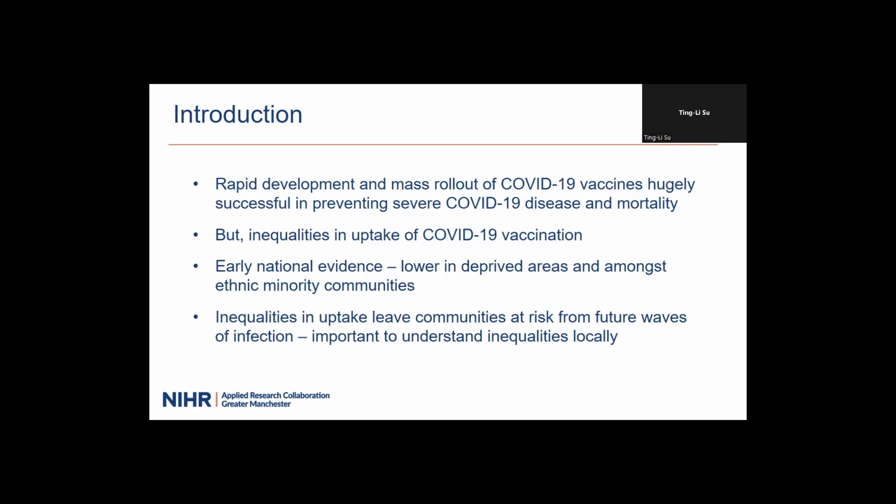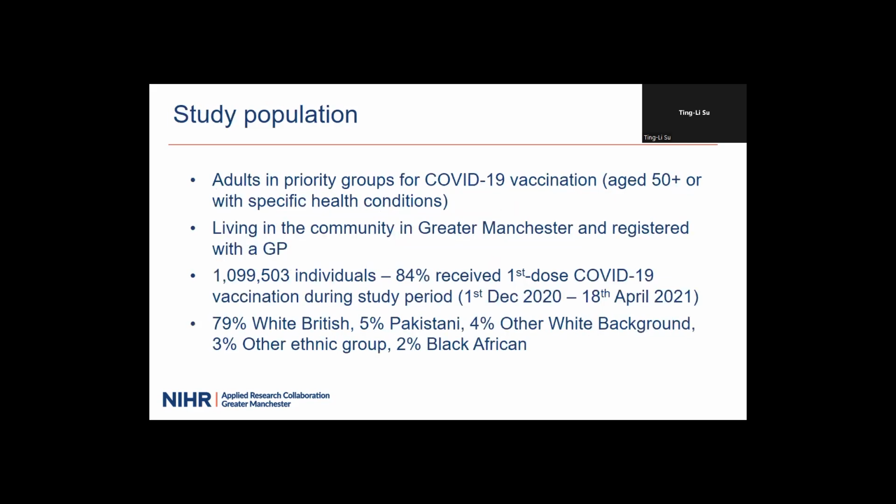And of course, with the threat of ongoing waves of infection, this could leave some communities particularly exposed to a really high risk of future severe COVID outcomes. So it seemed really important to try and understand how this was likely to play out at the local level, and how this might look in terms of inequalities in Greater Manchester. So our goal was to look at inequalities in vaccine uptake between ethnic groups locally.